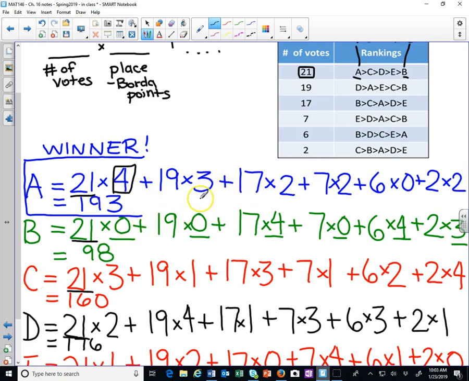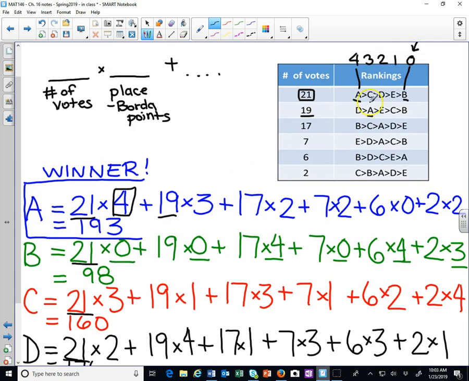And then we do the same for all of them. The next one, there's 19 votes. We look at where A is. A is here in 2nd place, and we go up and see that that's 3 points, right? So there's the Borda points, and then we just keep going. Now when you put this in your calculator, you can put it in just like it looks here. Just do 21 times 4 plus 19 times 3. You don't have to worry about parentheses because your calculator will use order of operations and do the multiplication first.